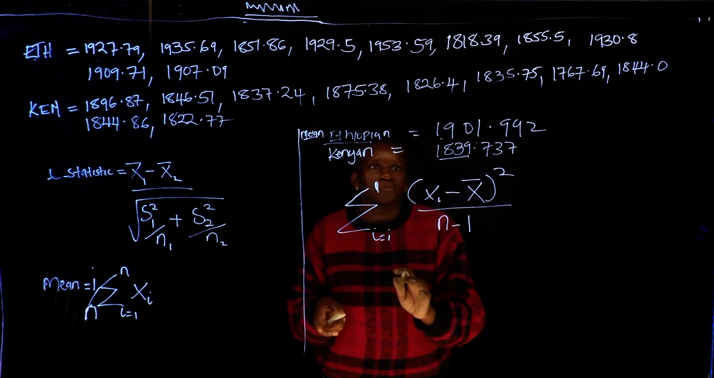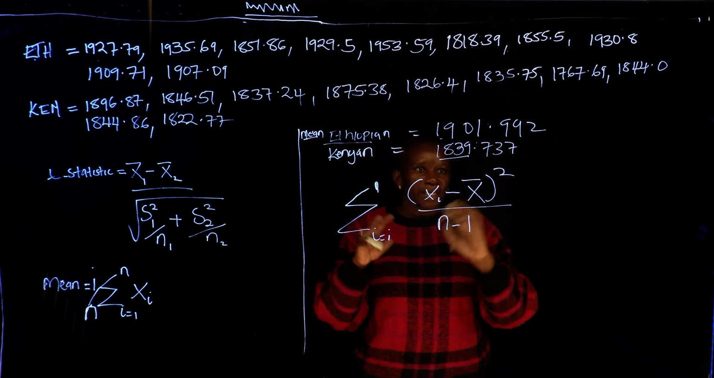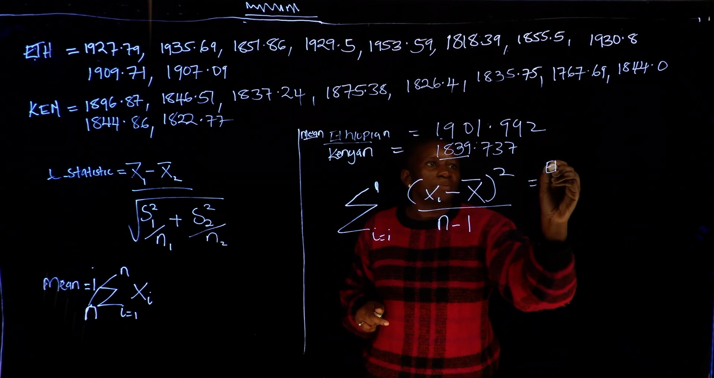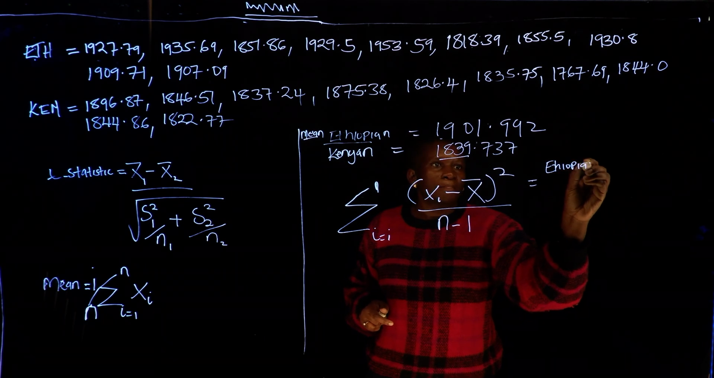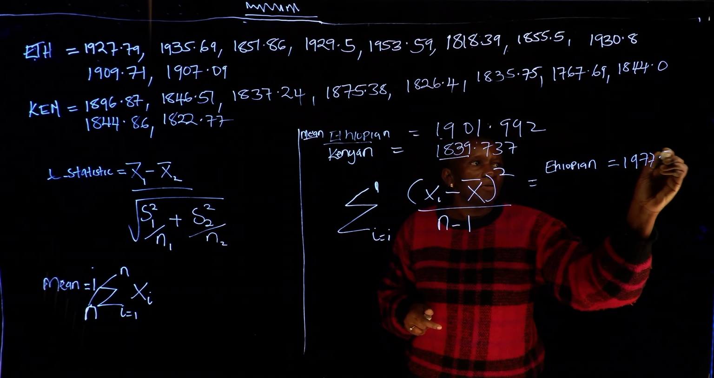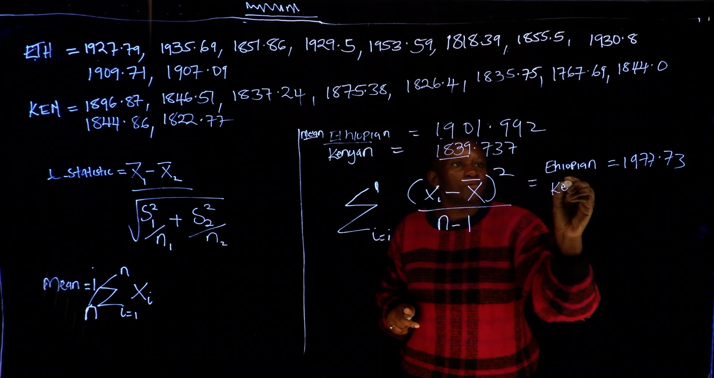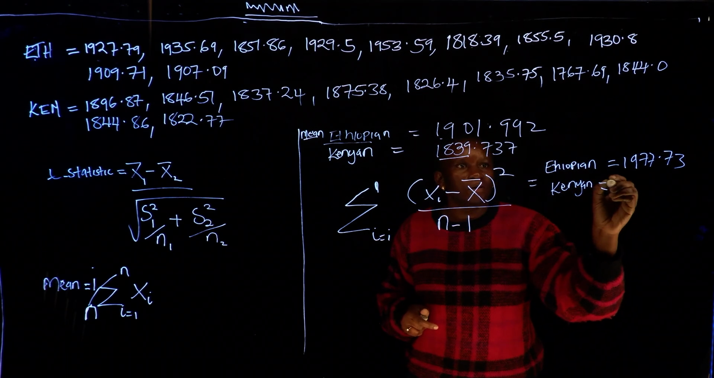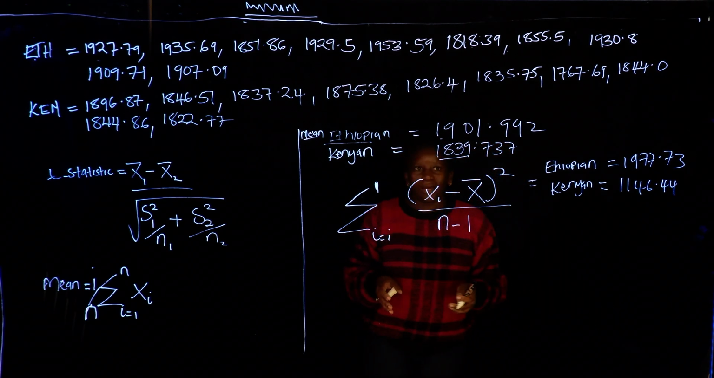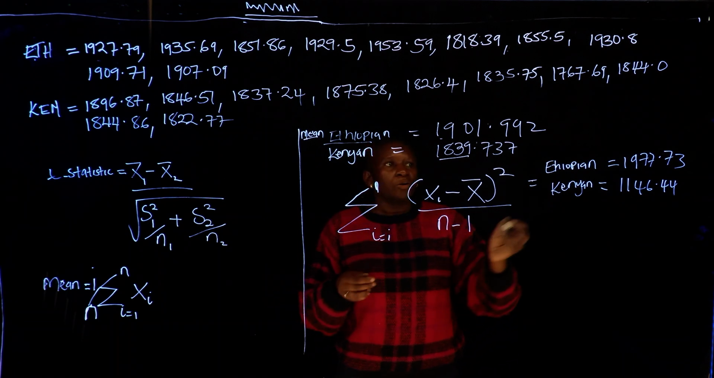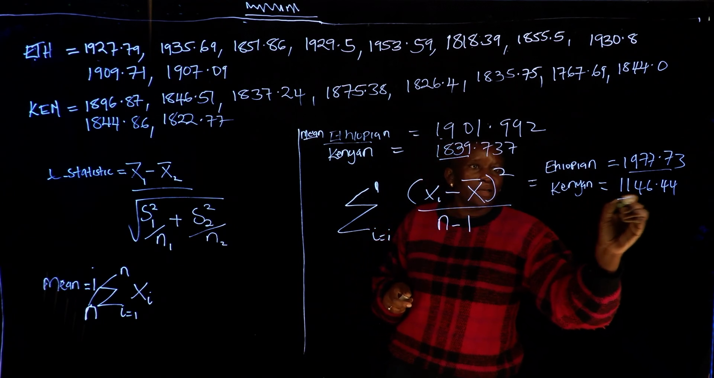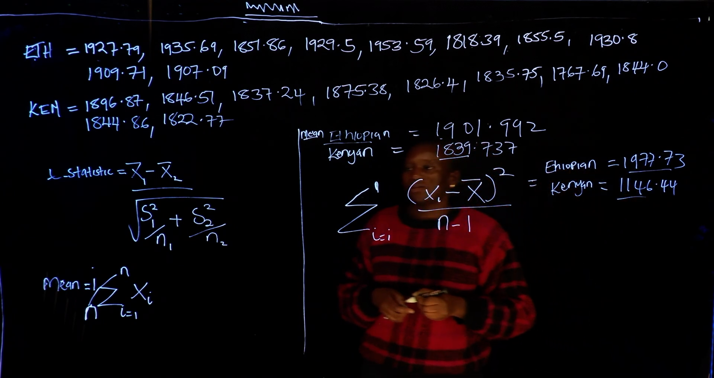If we use this formula to calculate the variance for both the Kenyan and the Ethiopian values, we get the following. For the Ethiopian, we get a value of 1977.73. For the Kenyan group, we get a value of 1146.44. That gives us part of the lower value, the S1 and S2 squared values. S1 is the Kenyan, and S2 is the Ethiopian value.